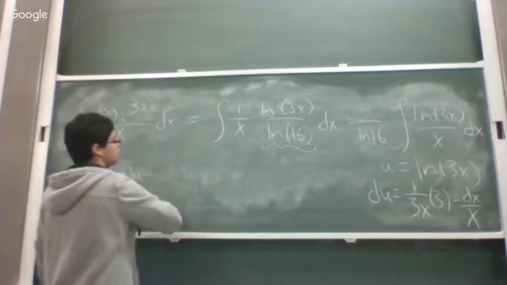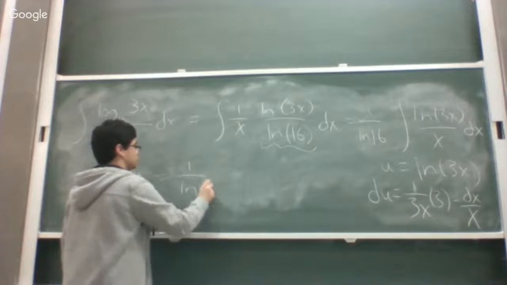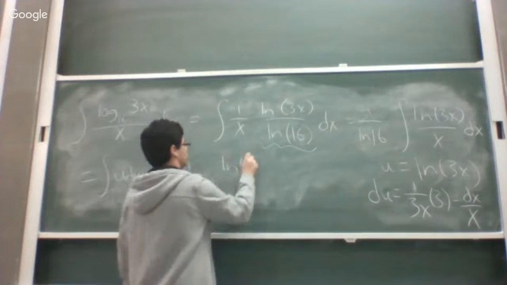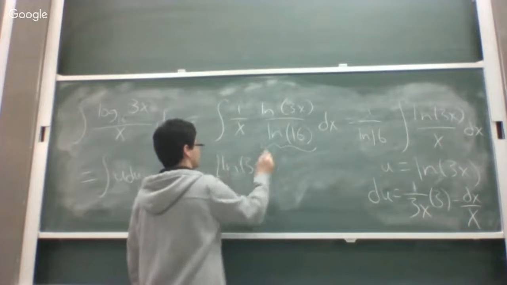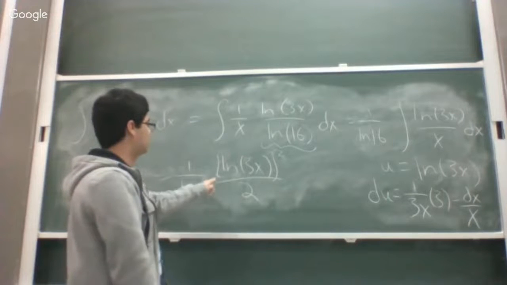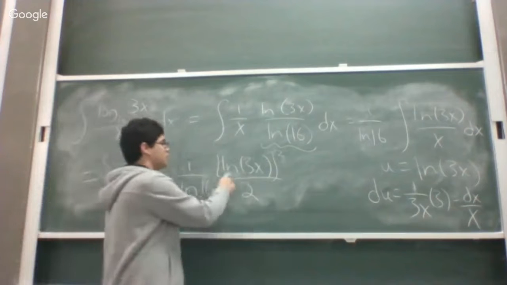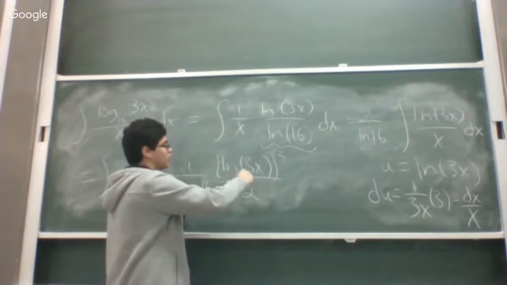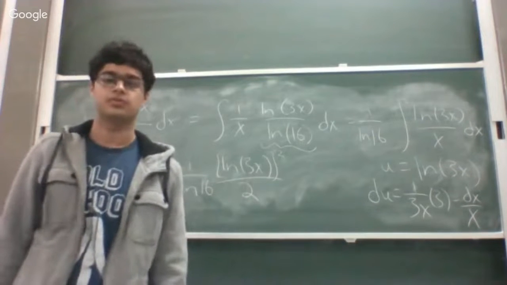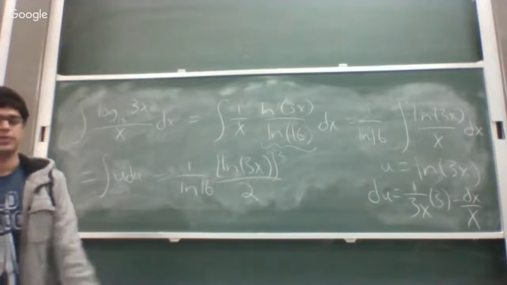So then it's equal to 1 over the natural log of 16 times those quantities squared over 2. The natural log of 3x quantity squared all over 2. And don't forget to make it very clear that it's the quantity squared. Okay? If I didn't have these parentheses, they would mark it wrong because they'd say that the 3x is squared. Okay? And then what am I forgetting? Plus c.